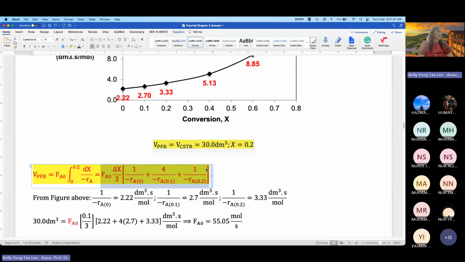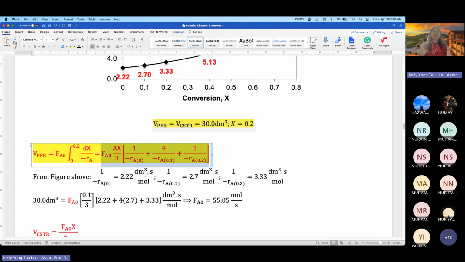You remember that when we have integral equations in the design of PFR, we convert them into Simpson's one-third rule. We learned that the integral part of the PFR is actually equal to the area below the curve, and the area below the curve can be represented by Simpson's one-third rule. I keep repeating, it's not difficult, but at the back part you have three different minus RA values to substitute. The minus RA to be substituted depends on your conversion, and the conversion is something you have to check from the question.